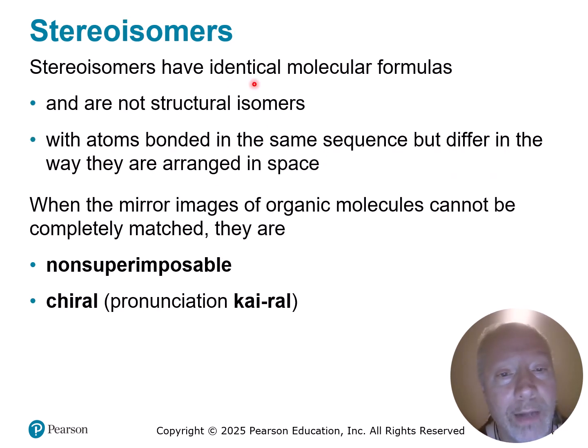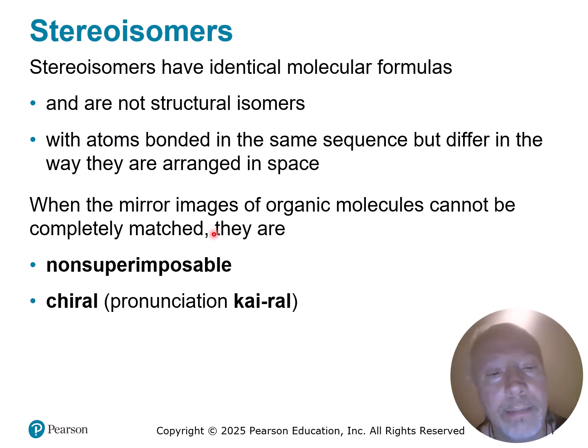So stereoisomers not only have identical molecular formulas, they are not structural isomers, because their atoms are bonded in the same sequence, which is not the case with structural isomers. But they differ in the way that the elements are arranged in space at a particular carbon, and they are the same elements bound to that carbon. And if we have a stereoisomer, we have to have another molecule as a source of comparison, right? So whenever we talk about stereoisomers, we have to be talking about at least two things, if not more.